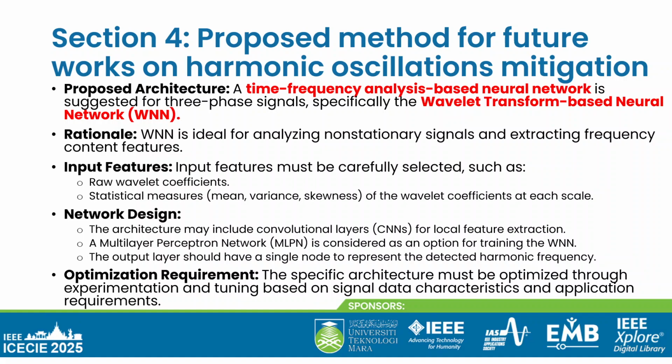So our input features must be carefully selected, such as the raw wavelet coefficients and other statistical features like mean, variance, kurtosis of the wavelet coefficients. And for the architecture, we're going to have the three-phase input signals, a wavelet decomposition producing a lot of multi-scale coefficients, a multi-layer perceptron considered as an option for training the neural network. We may also have CNN layers to extract the local patterns, and finally we have the output predicting the dominant harmonic frequencies.